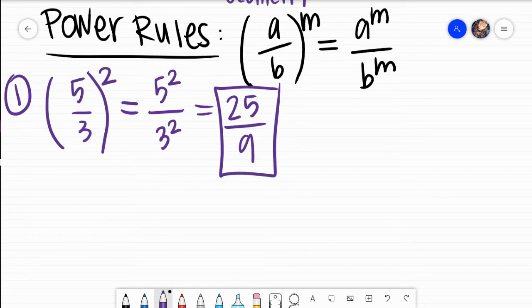At any point when doing a problem like this, you would always want to look to see if there's common factors. Can it be reduced? Here, the 25 and the 9 actually don't share a common factor. So this would be considered your fully simplified, evaluated answer.